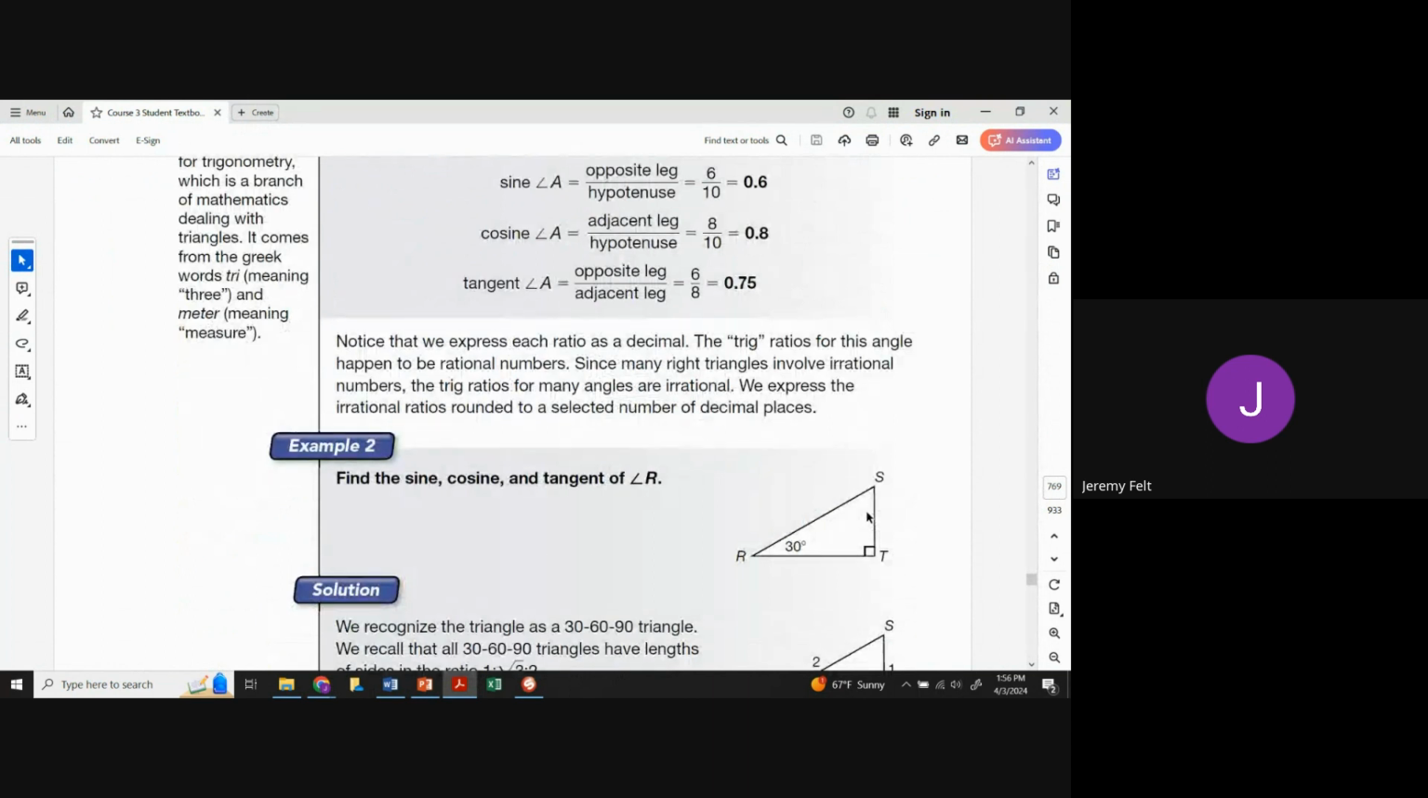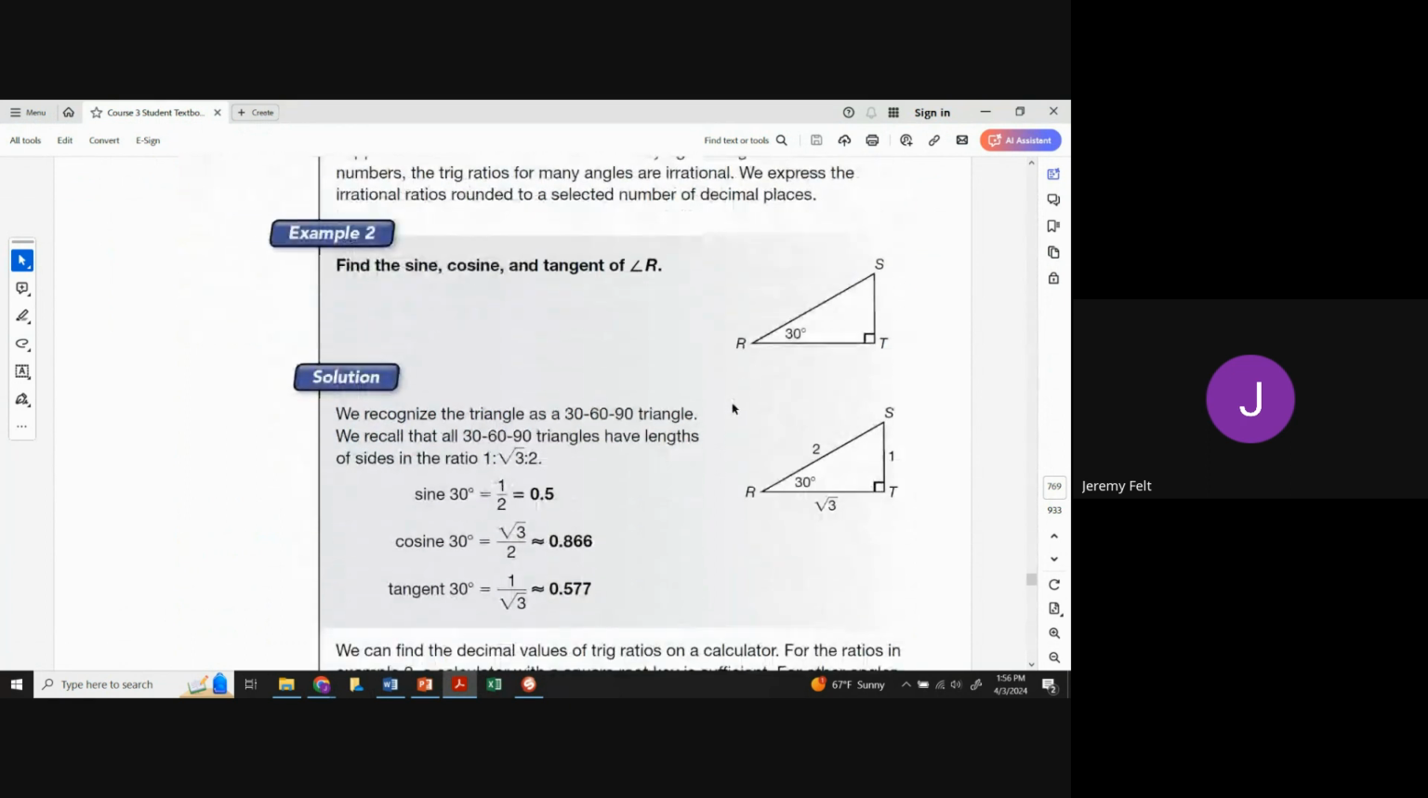Notice that we express each ratio as a decimal. The trig ratios for this angle happen to be rational numbers. Since many angles involve irrational numbers, the trig ratios for many of those angles are irrational. We express the irrational ratios rounded to a selected number of decimal places. Okay, so looking at this one, find cosine, sine, and tangent of angle R.